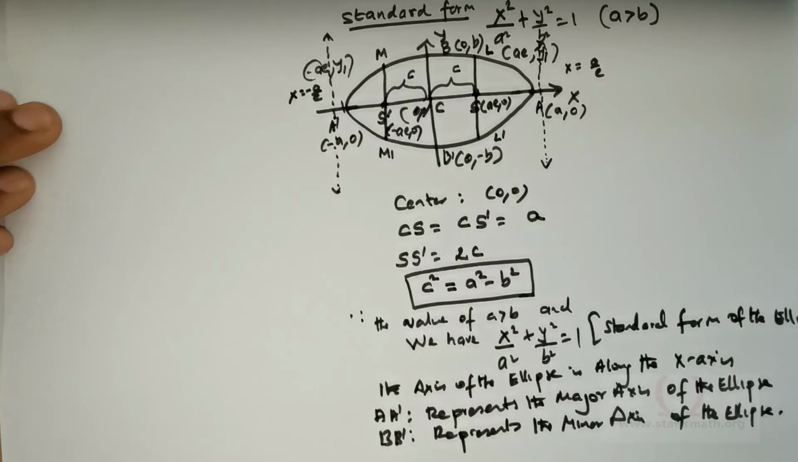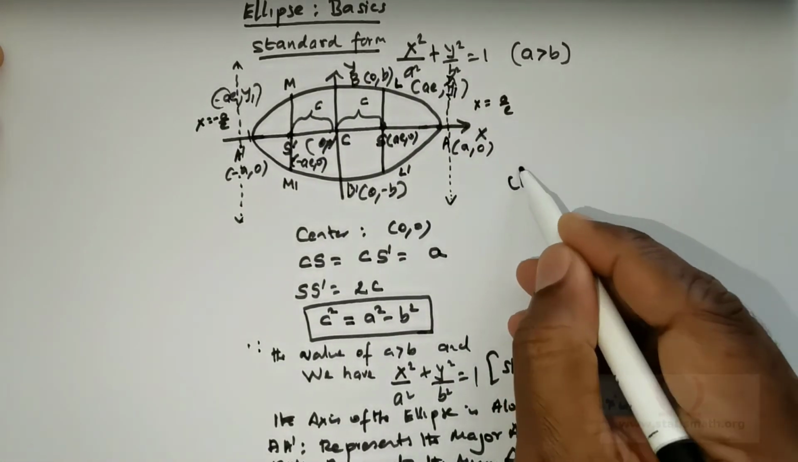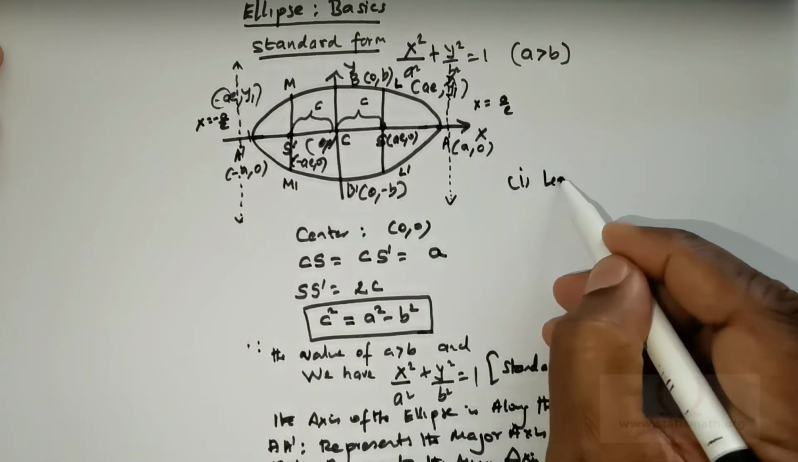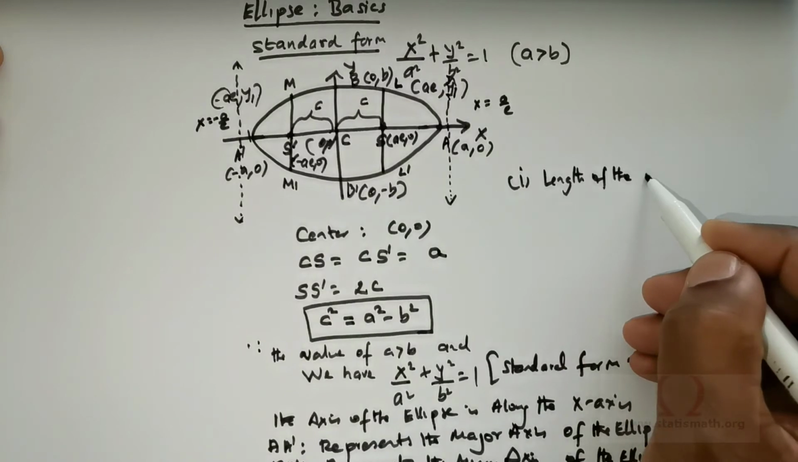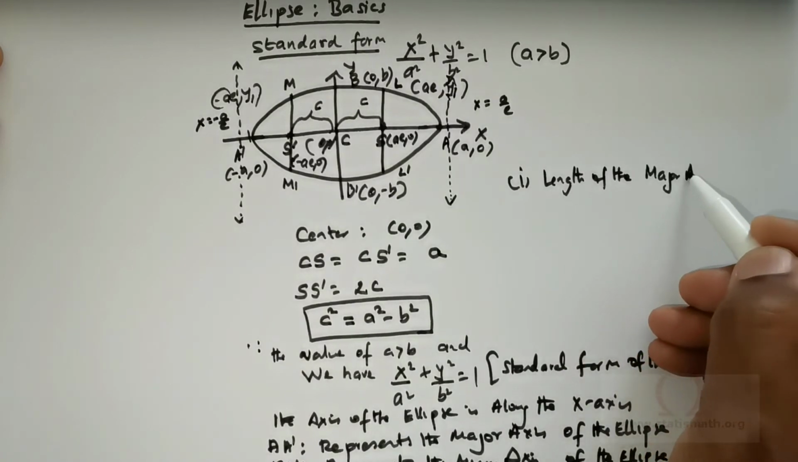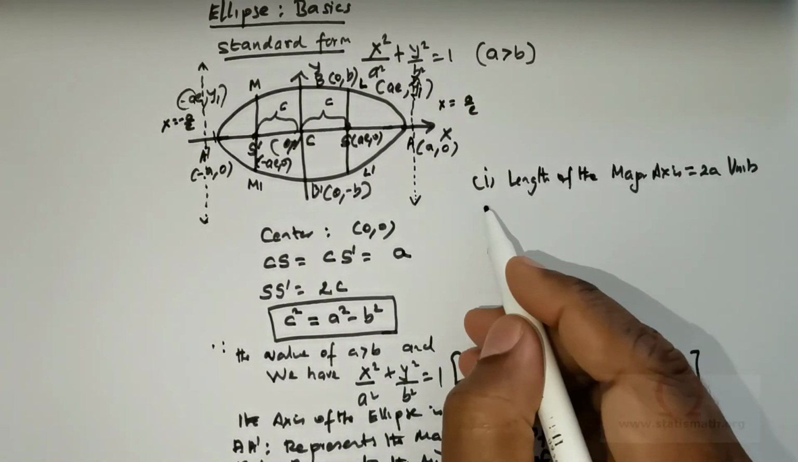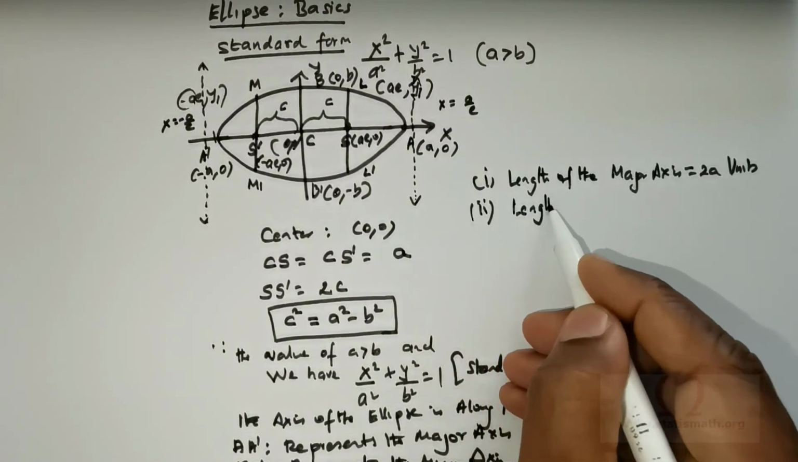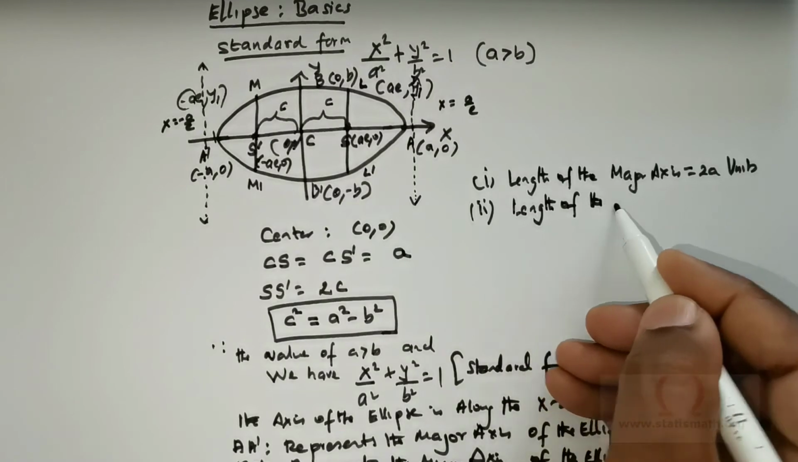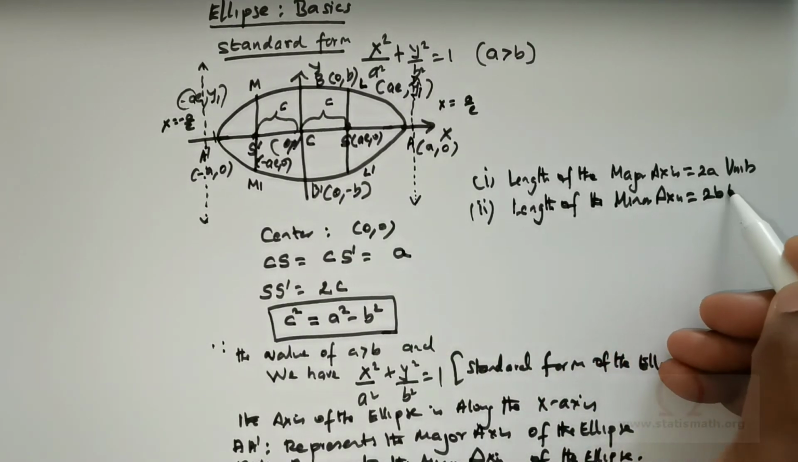Okay, now having said all that, the length, let me write down here the following. Number 1, the length of the major axis is equal to 2a units. Number 2, the length of the minor axis is equal to 2b units.